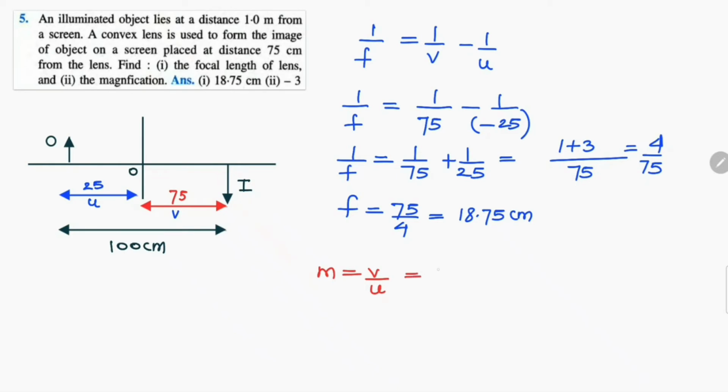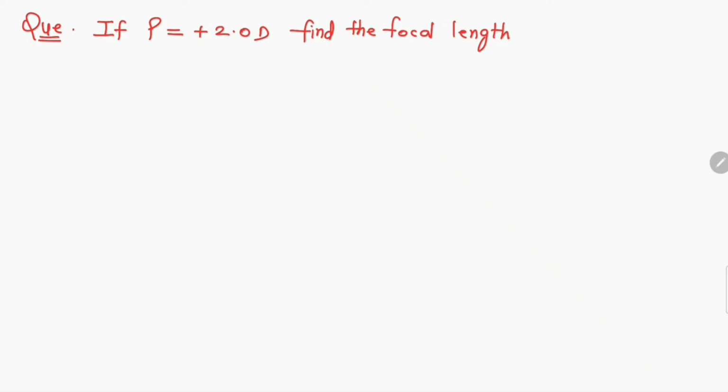Magnification is V by U, substituting the value 75, but U is minus 25, remember that. So the answer is minus 3. Next question, if power of lens is plus 2 diopters, D stands for diopters, find the focal length. Very simple formula. Power of lens is 100 upon focal length in centimeters. You can also write it in meters. Choice is yours. So 2 is equal to 100 upon F. Therefore, focal length is plus 50 centimeters.